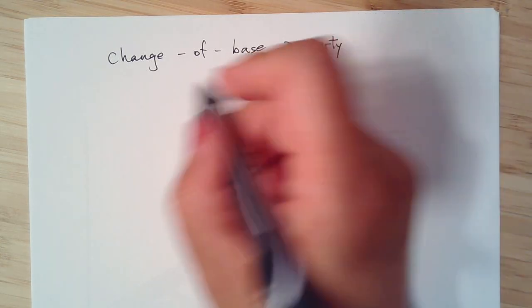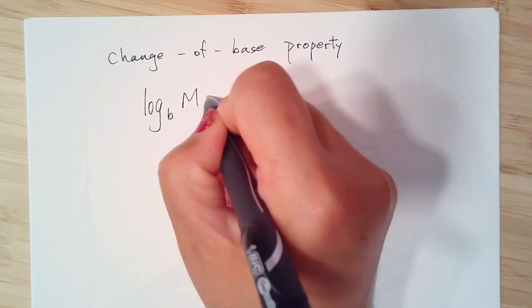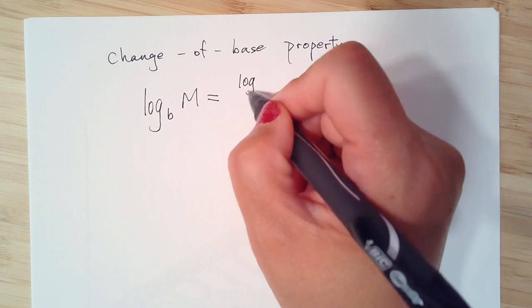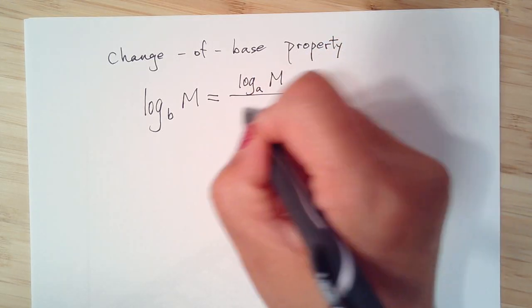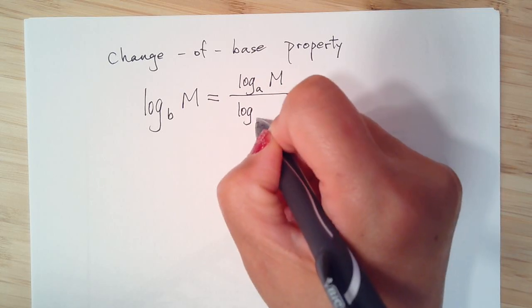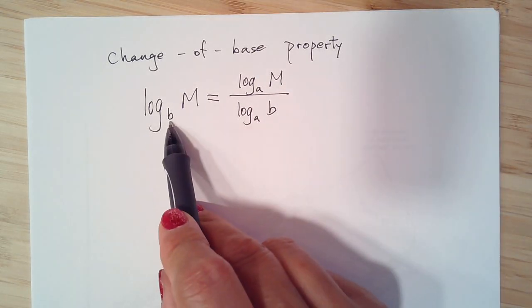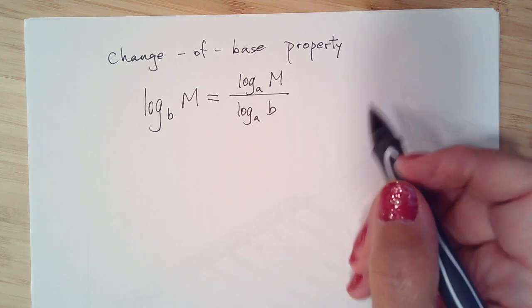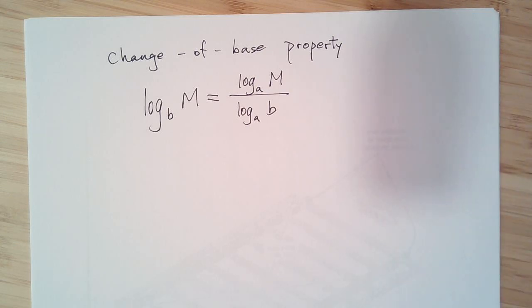What it says is this: log b m equals log, we can change the base to be a, whatever, okay? And the bottom is log a b. Did you see that? We changed the base. The base now is from b to a, and then here's m, here's b. And we can prove it. Do you know how to prove it?